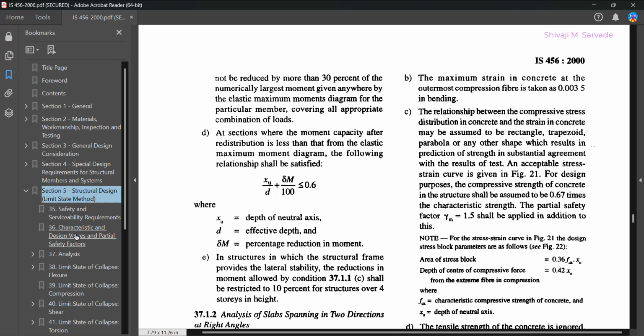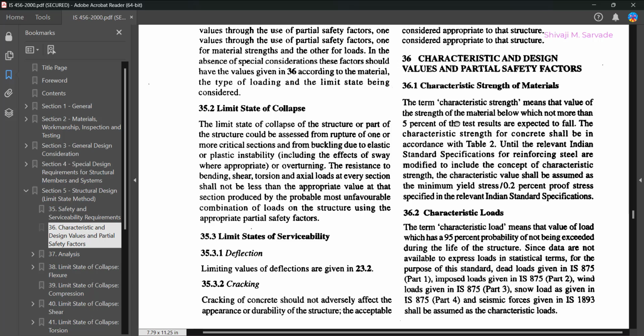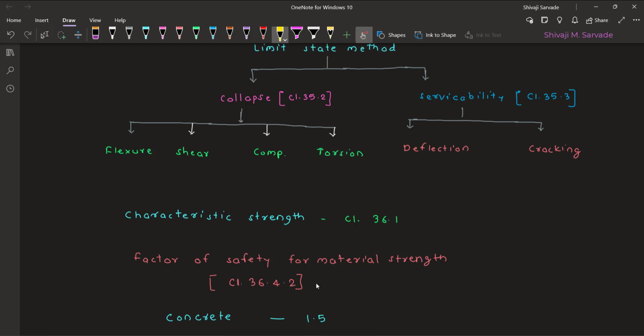Let's go to clause 36. That gives us characteristic strength as well as characteristic load. But for the time being, let's focus only on the characteristic strength. The characteristic strength means that value of the strength of material below which not more than 5% of test results are expected to fall. So we'll have to test the material in laboratories. 95% of the strength results should exceed our characteristic strength. Only 5% of test results are expected to fall below the expected value of characteristic strength.